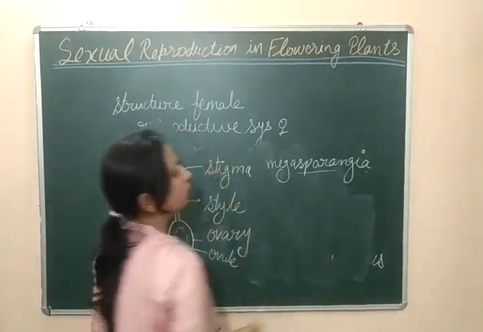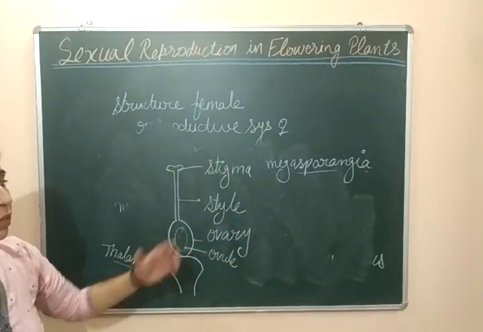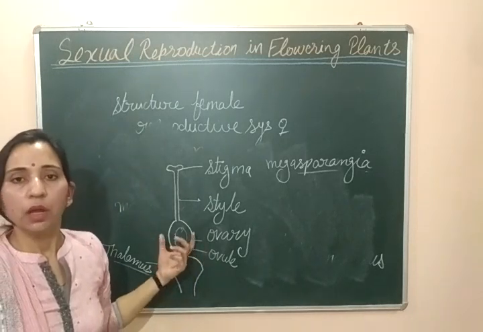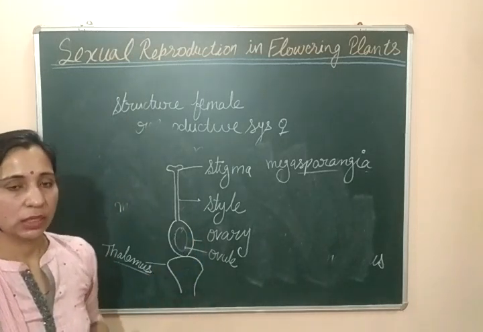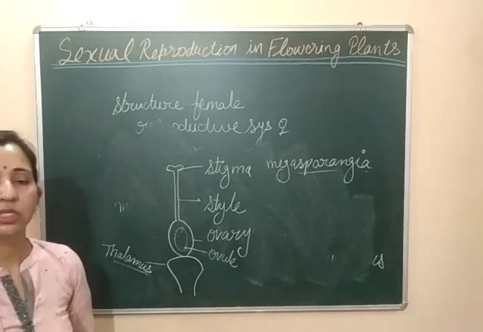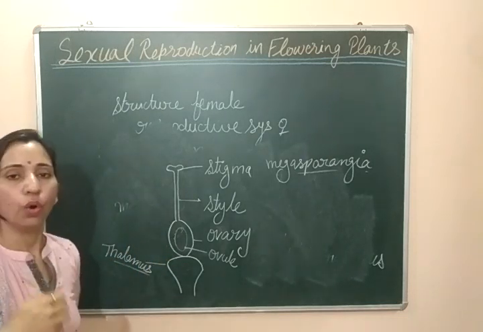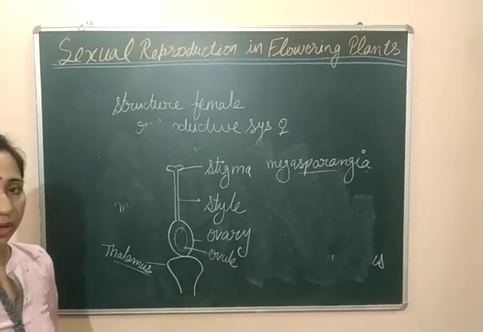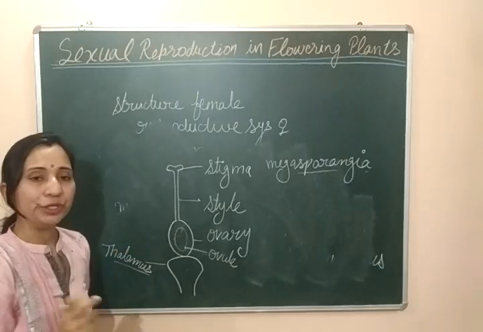And this megasporangia is present inside the ovary. Inside the ovary, some locules and cavity-like structures are present. ये जो ओवरी हमें बताई है, ओवरी के अंदर cavities present होती है जिसे हम बोलते हैं locule और ovarian cavity. In these ovarian locules, what tissue is present?